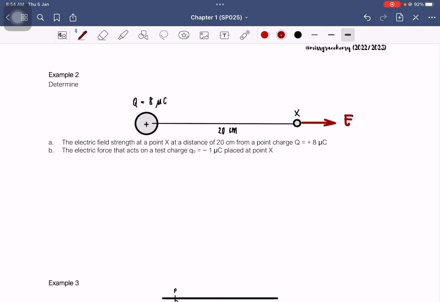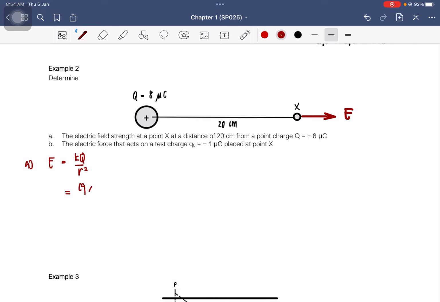After drawing that, we can then solve this. E equals KQ over R square. So this is 9 times 10 to the power of 9, times 8 times 10 to the power of -6, over R, which is 0.2, square. This will give you 1.8 times 10 to the power of 6 Newton per coulomb. That is the magnitude of the electric field strength.